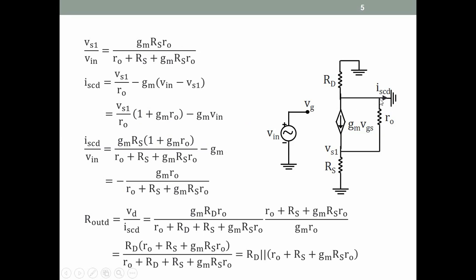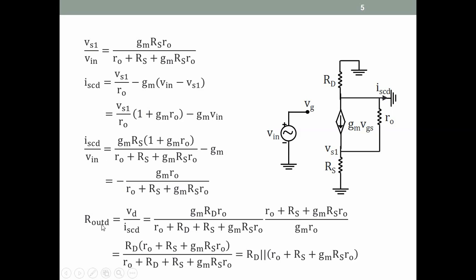Incidentally, this is ground, so no current flows in Rd. So there are only two currents flowing here, and so Isc, the short circuit current at the drain, can be written as Vs1 by Ro minus Gm Vgs. So we combine the Vs1 terms, and then we substitute for Vs1 from here in terms of Vin, so we'll get everything in terms of Vin, and we can get an expression for Iscd over Vin, which is this expression.